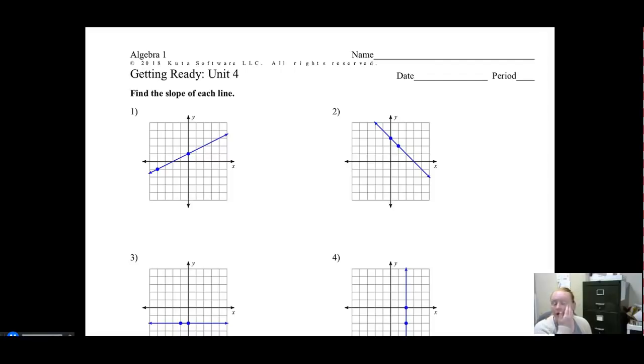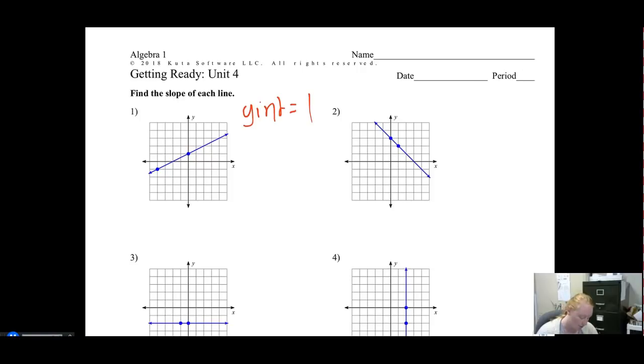Okay, so we're going to do a quick review of 7th and 8th grade right now. We need to find the slope of each line, and I'm going to do a little bit more than that. So my starting point here, my y-intercept, is 1.